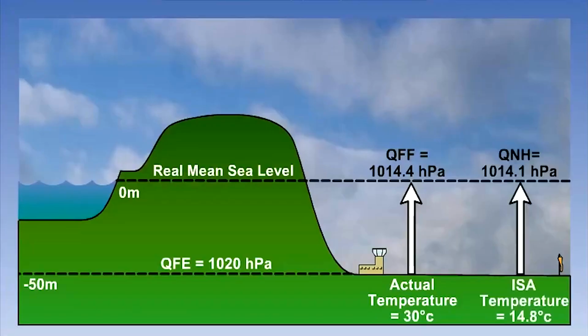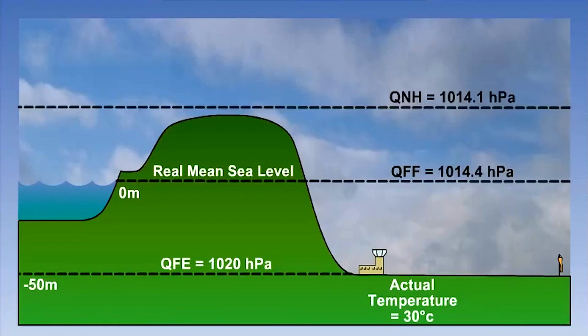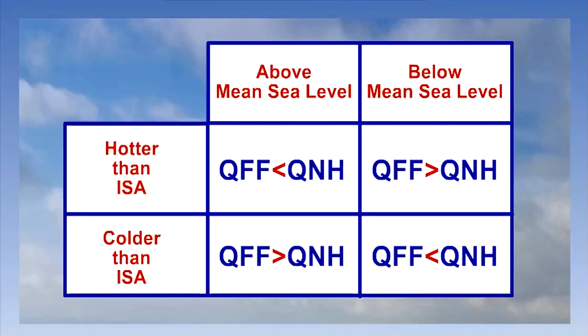QNH, on the other hand, does not know that conditions are warmer than ISA, and it uses a higher pressure lapse rate, reducing the pressure by much more. So in 50 meters, to find the QFF, the pressure was reduced by a lot less than QNH. In this example, below sea level in warmer than ISA conditions, QFF was more than QNH. However, different pressures cannot exist at the same level. So since QFF is the most accurate, it will remain at the real mean sea level, and QNH pressure will be found slightly above mean sea level.